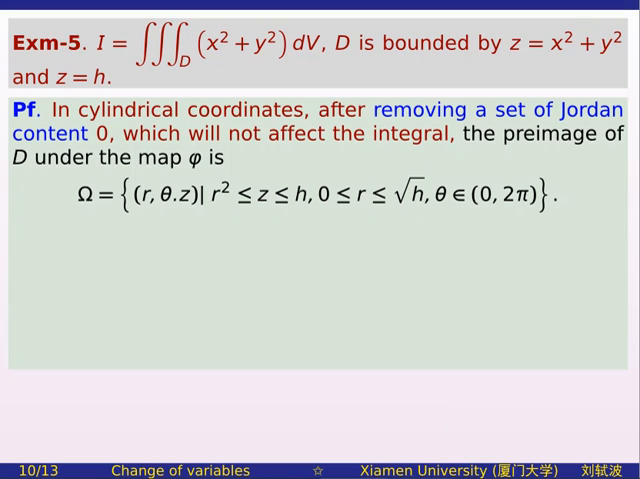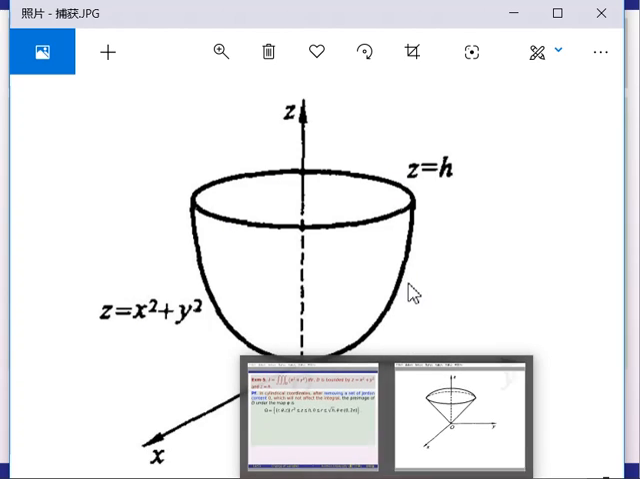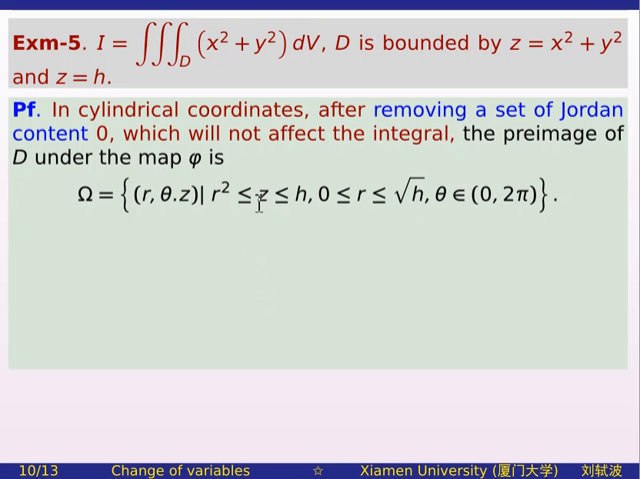How to see this? Go back to the picture. So theta is the angle of the point with respect to the xz plane. Therefore, it is 0 to 2 pi, just like the polar coordinate. And for z is the lower boundary. The lower boundary is z equal to x squared plus y squared. This is precisely r squared. And the upper boundary of this domain is z equal to h. So the range of z is r squared to h.